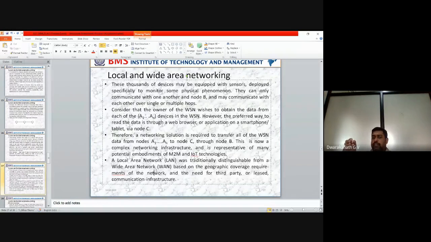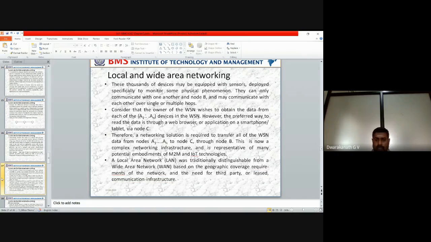So, the coverage requirements of the network and the need of a third party or leased communication infrastructure. What type of internet do I need? Either a leased line, or a simple public internet that is enough for me, which I can use with my hotspot, or a leased communication infrastructure. That plays a very important role.